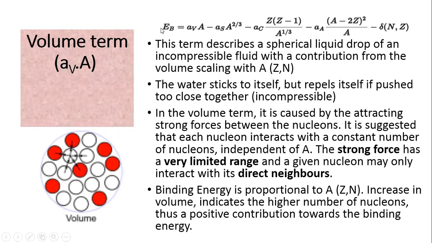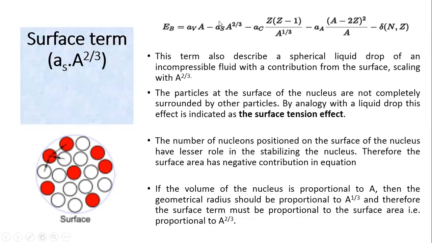So this is proportional to the binding energy, and the simple way to calculate the volume term is to multiply the mass number with the constant A_V. This is the volume term constant, and these are given and depend on the different models. We will discuss later in this lecture what the values of these constants are. So the second term is the surface term.